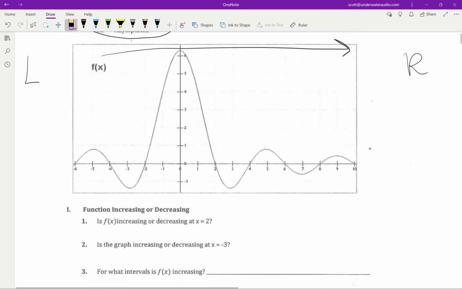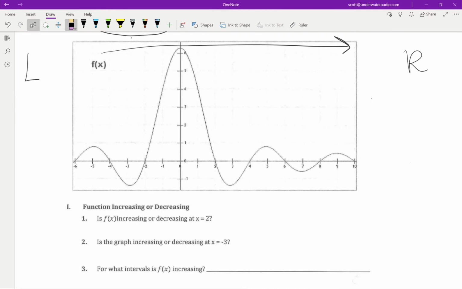So the first problem, just to kind of start discussing it: is f of x increasing or decreasing at x equals 2? Again, we're going to imagine that there's a person at x equals 2, always moving left to right. At x equals 2, that person would be going downhill, so that's decreasing.